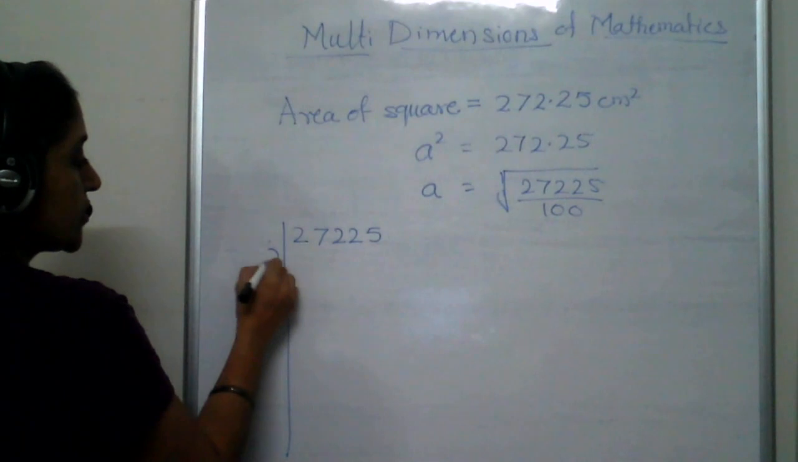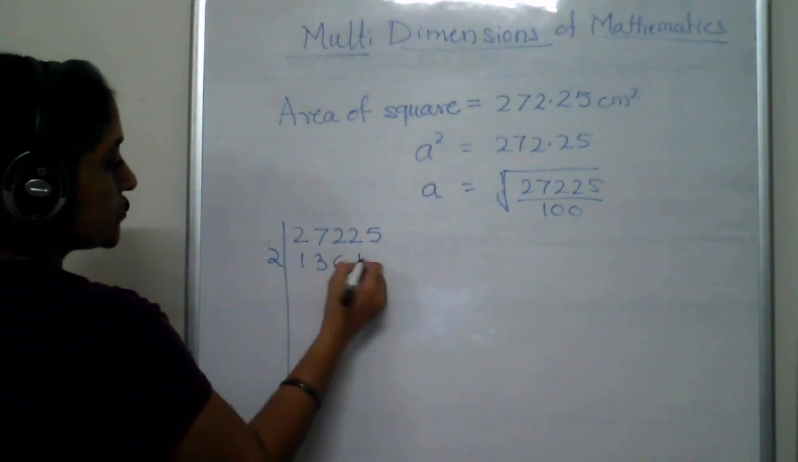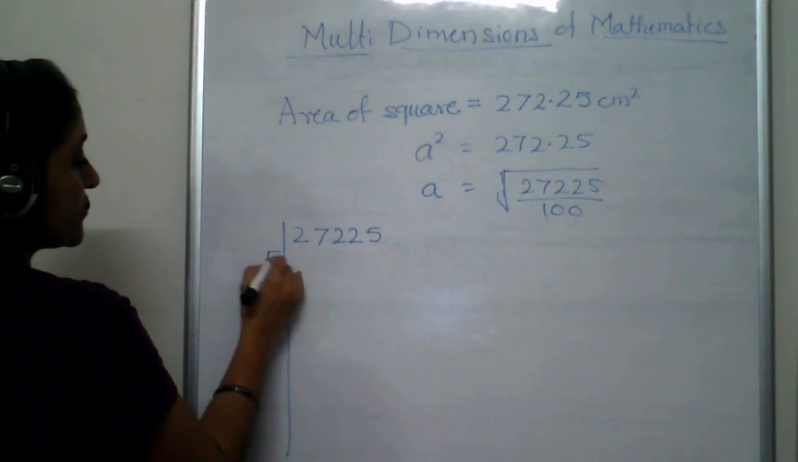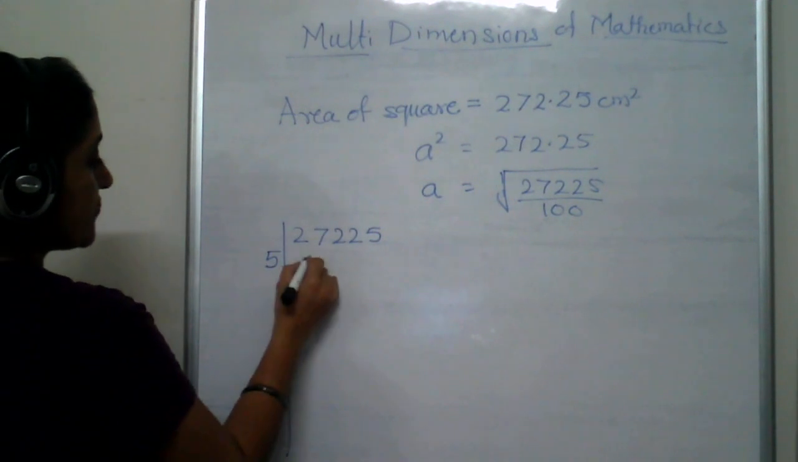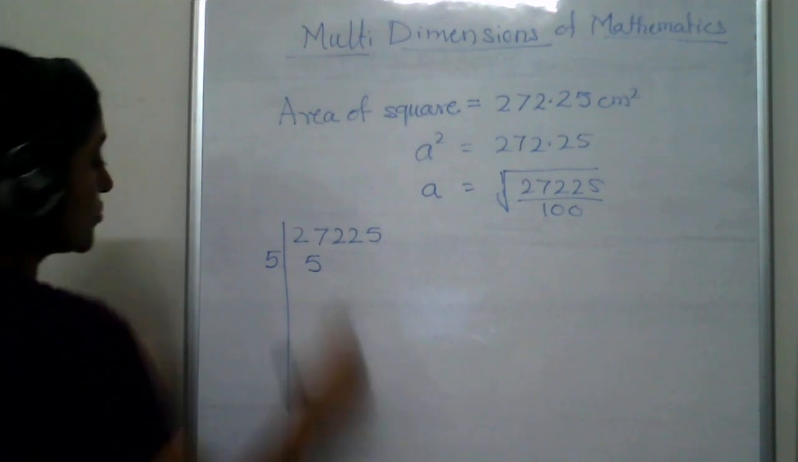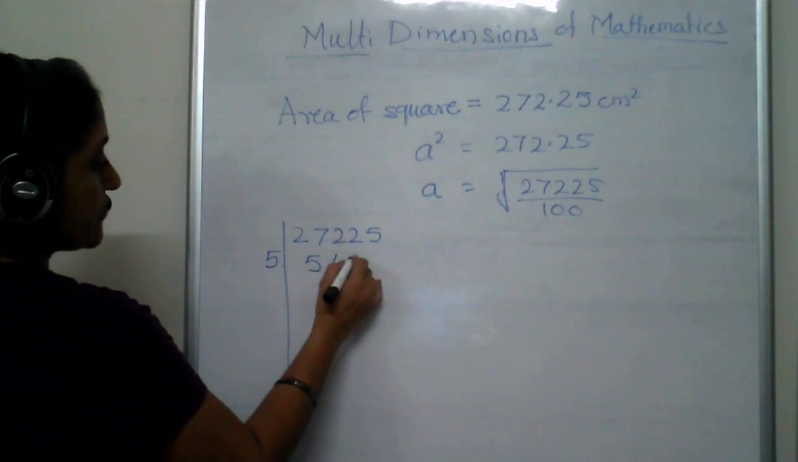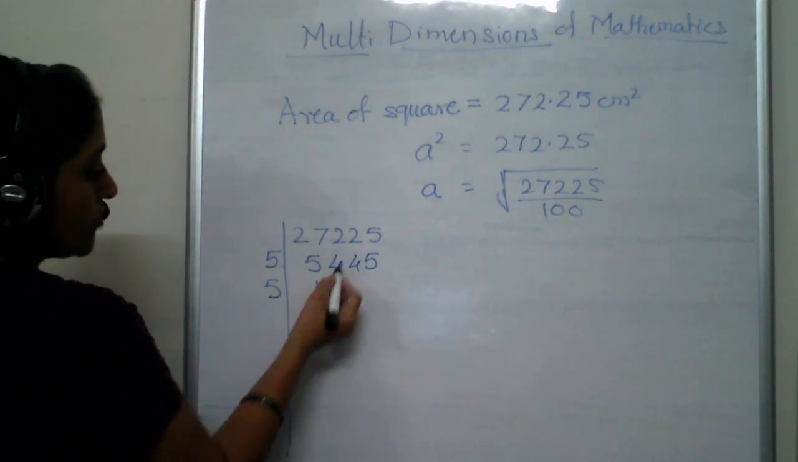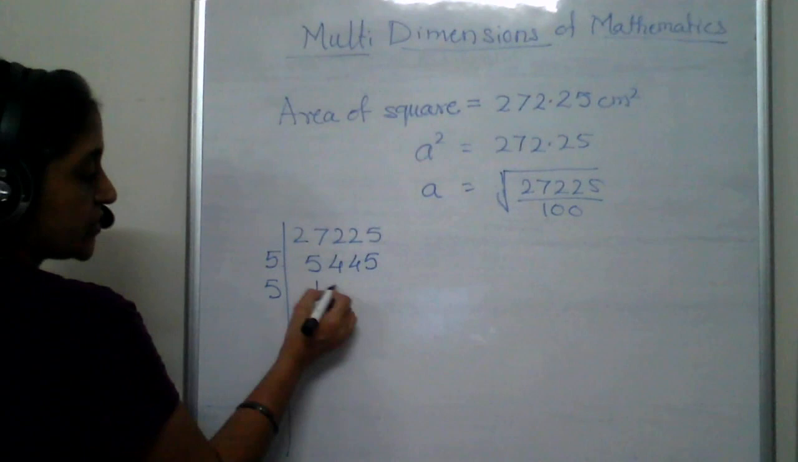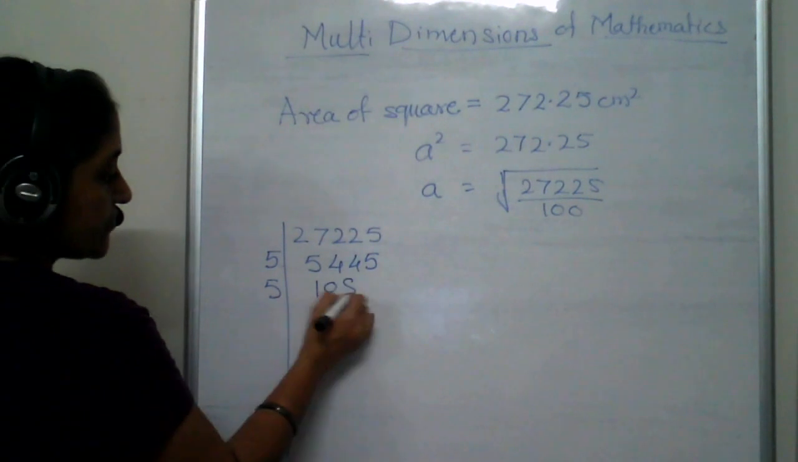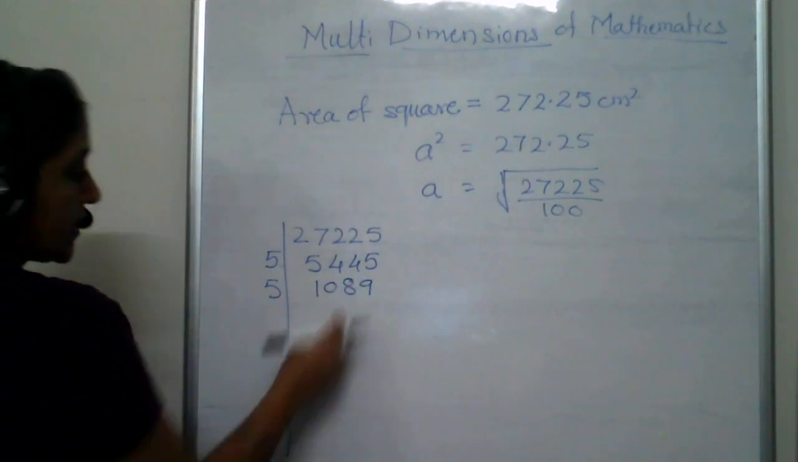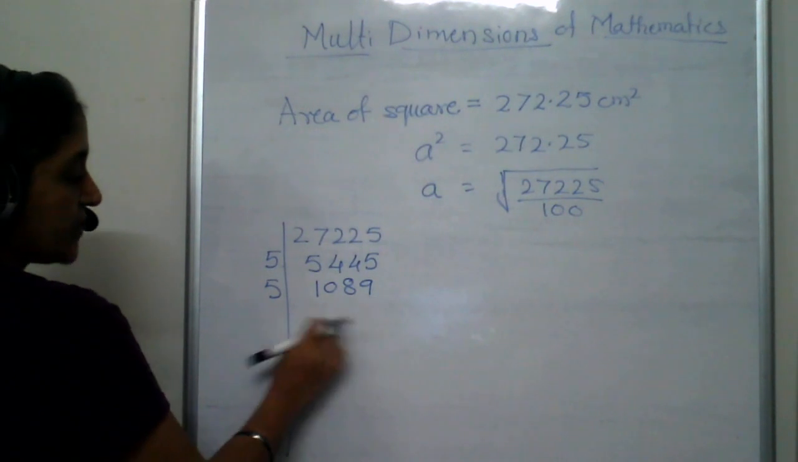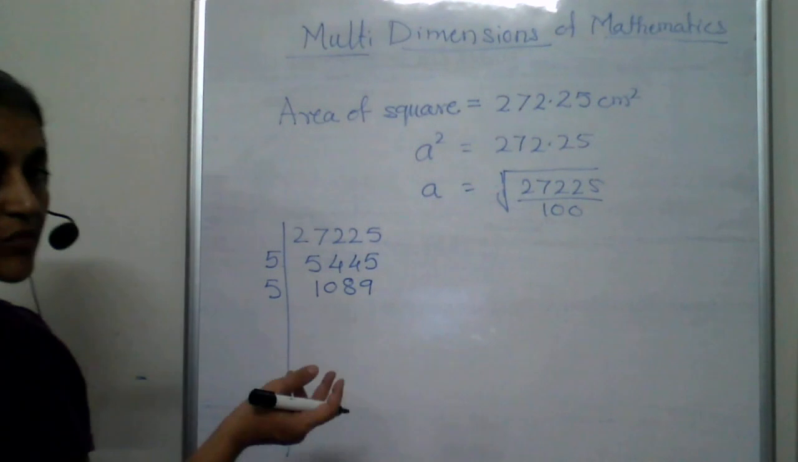Let's look into 2: it will not go. Why? Because the ending is 5. So let's begin with 5. 5 5s are 25, 2 remains; 20, 5 4s are 20; 5 4s are 20; 5 5s are 25. Now again 5: 5 ones are 5, 4 is there. 4 is less than 5, so it is not divisible. 0. 5 8s are 40, 5 9s are 45. Now this is not ending by 0 or 5, so it is not divisible by 5.